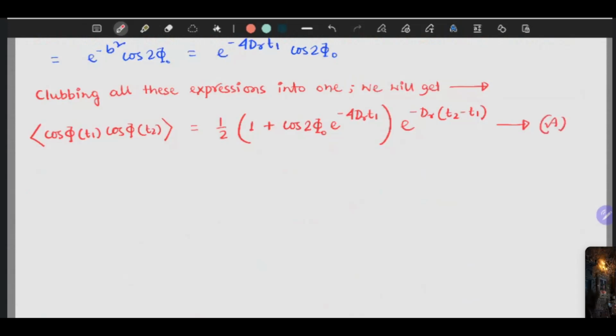Okay, so we have got these correlations cos φ(t1) cos φ(t2), and I will stop here. In the next class we will look into the autocorrelation of sin φ(t1) and sin φ(t2), and we will then get cos φ(t1) cos φ(t2) and sin φ(t1) sin φ(t2), and we'll put them back in the expressions to get the exact mean square displacement. Okay, so I will stop here.